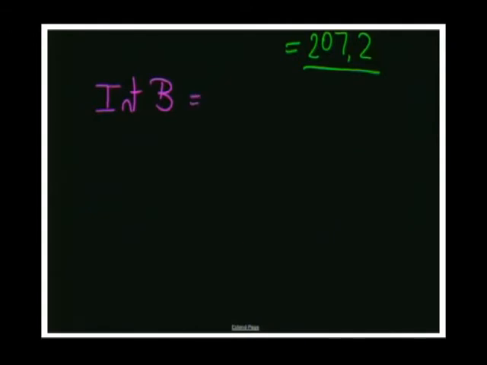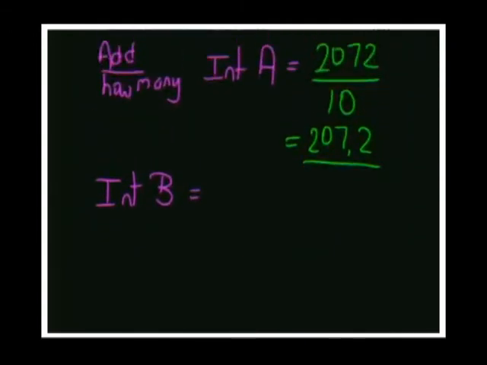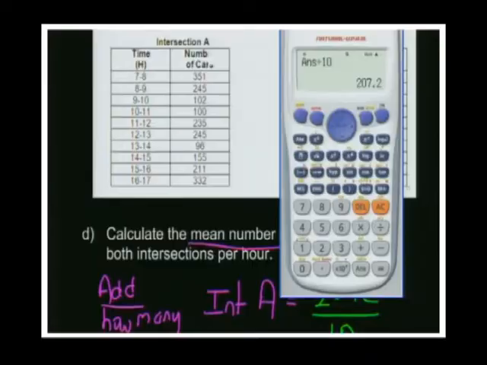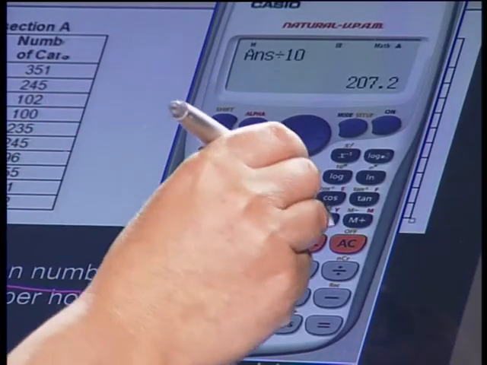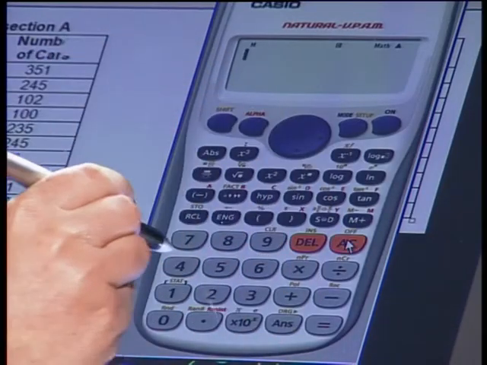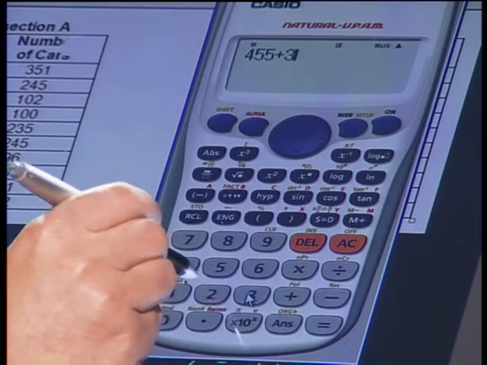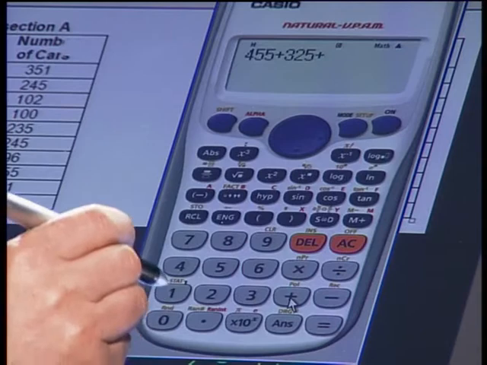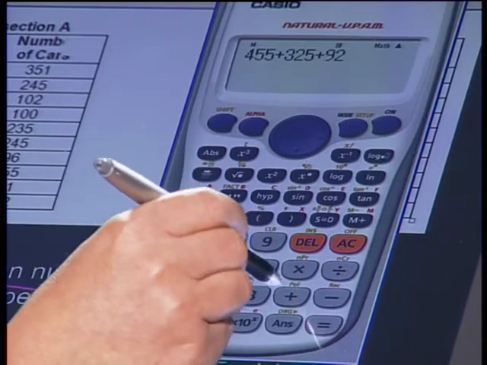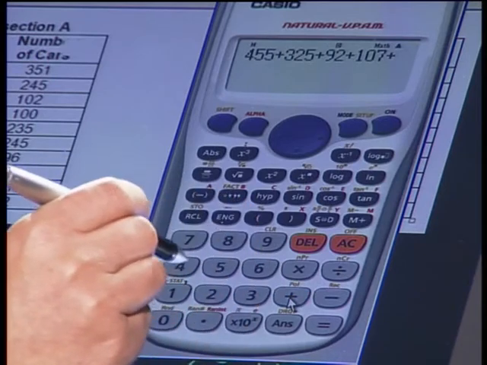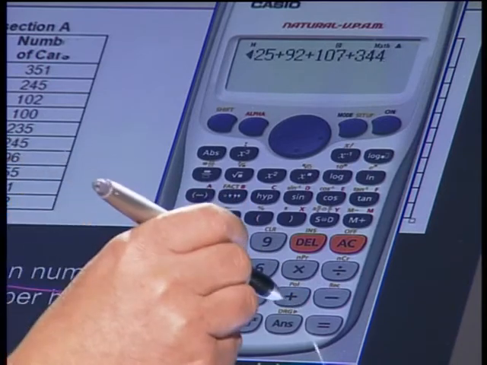And we need to add up these values. So we're going to add all of those. Now, when I put my calculator up, it's going to cover those values. So I'm going to add them from my list here. 455 plus 325 plus 92 plus 107 plus 344.